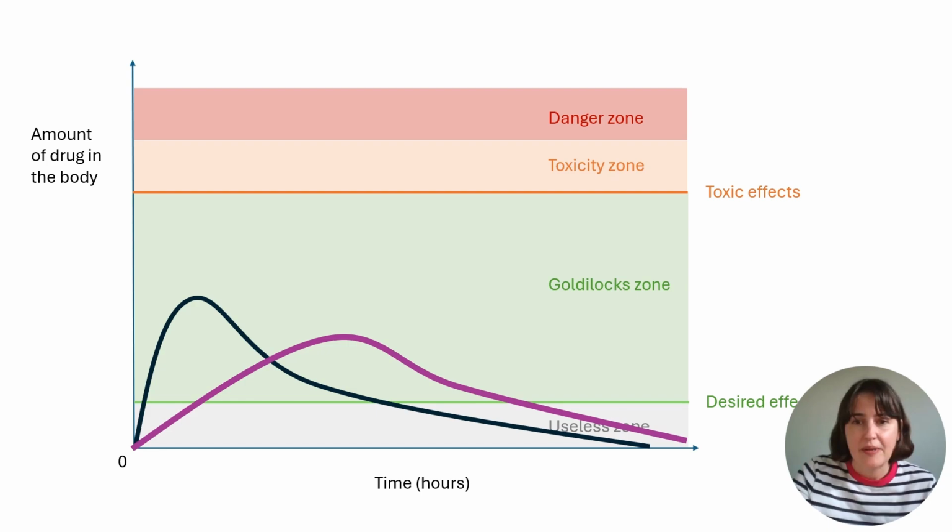So if the higher peak is related to dose-related side effects, then a slower release product can help to reduce some of those dose-related side effects, and it can also extend the duration of action, which, for medicine, can be really useful to take something less often.